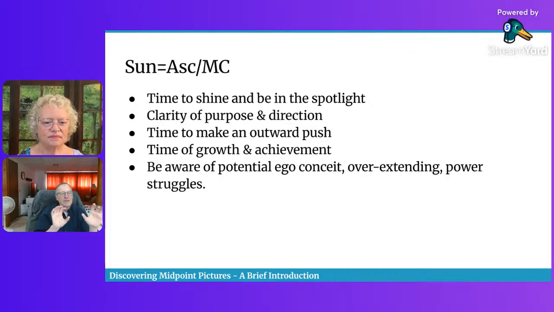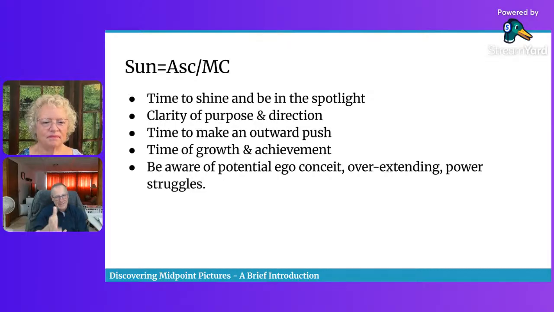But here's the problem. The sun can really heat things up. So you have to be careful. You have to be aware of potential ego conceit, because the sun represents our ego. It's our internal who we are. It's the core of who we want to be. It can be overextending. It could be power struggles, because now you haven't quite come to terms with who you are as a person. Your empowerment is still an issue. Now all of a sudden you're put out there to work with these various groups, but you haven't even become comfortable with working with yourself. If you're not comfortable working with yourself, it's going to be hard to work with other people.